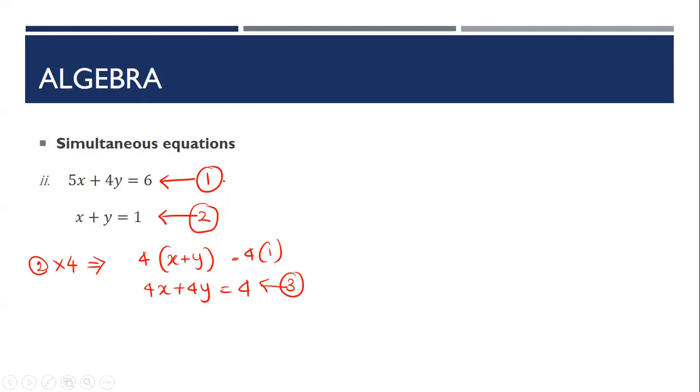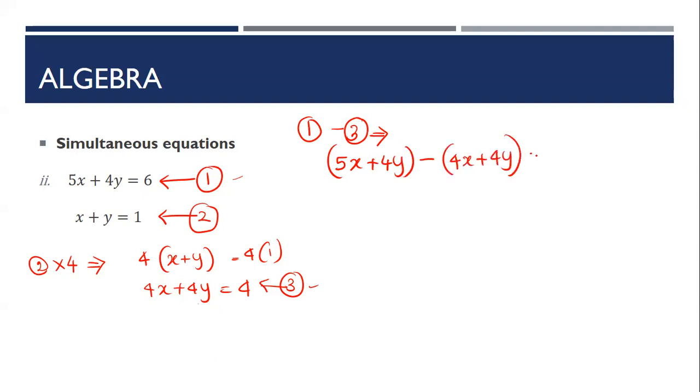So from the first equation and the third equation, I am going to remove the y ones. So first equation minus the third equation. So left hand side 5x plus 4y minus 4x plus 4y is equal to 6 minus 4.